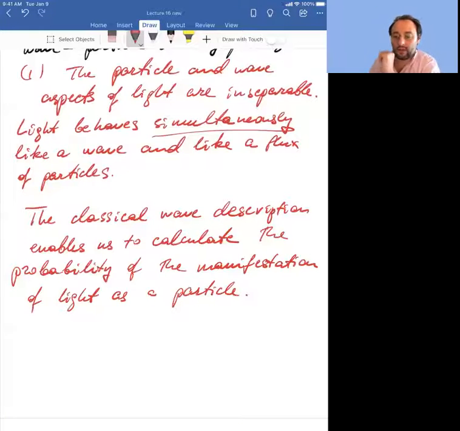I think what I wrote here might be a little bit vague. So in other words, when light does manifest itself as particles, photons, individual impact events, ping, we can use the classical description of light to calculate, for instance, the probability of where that single impact event happens. That's what I mean by this.